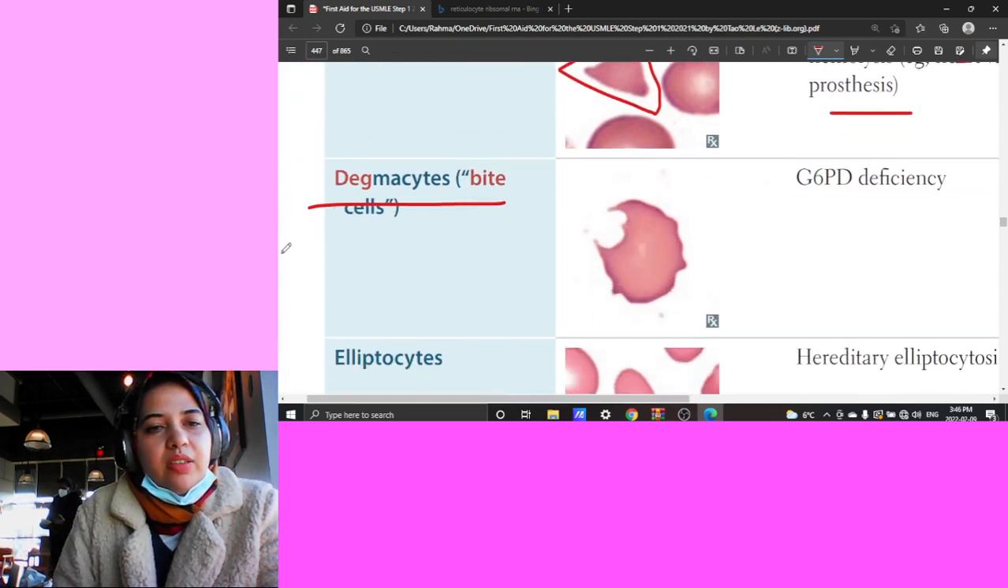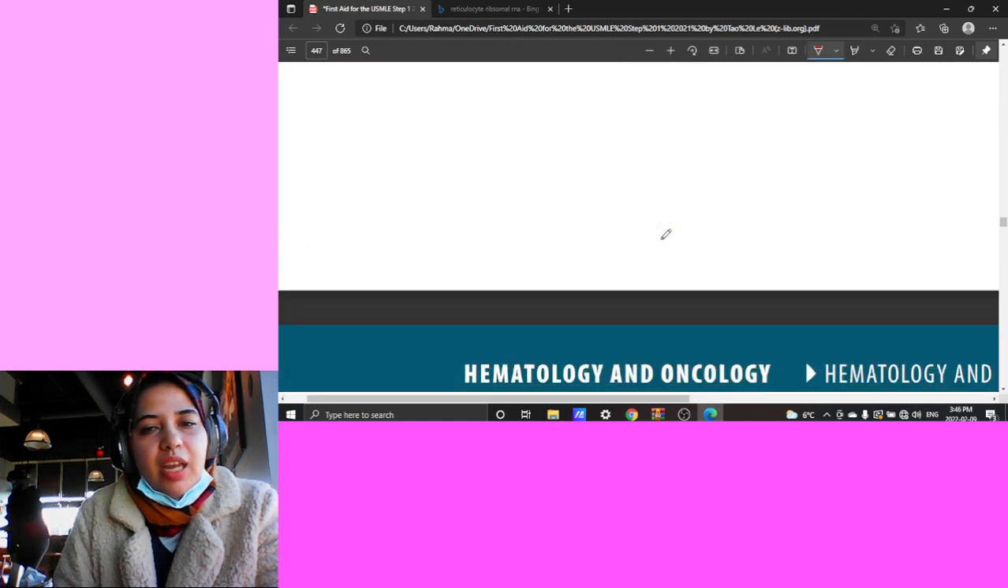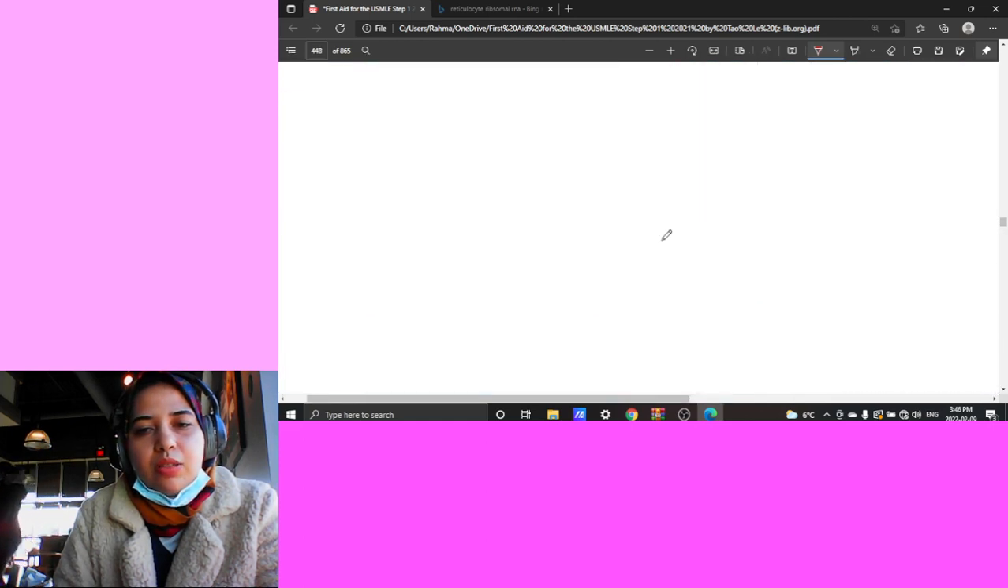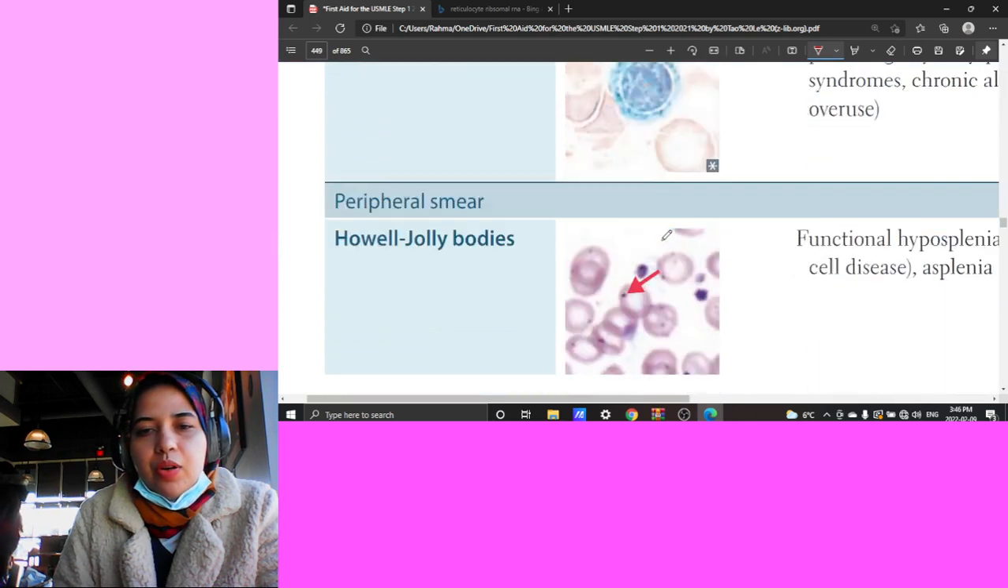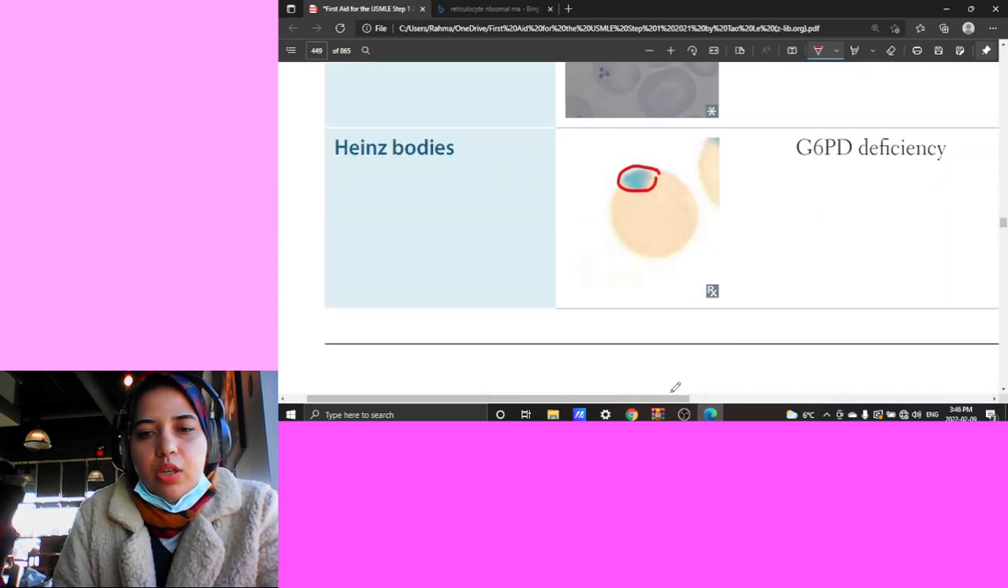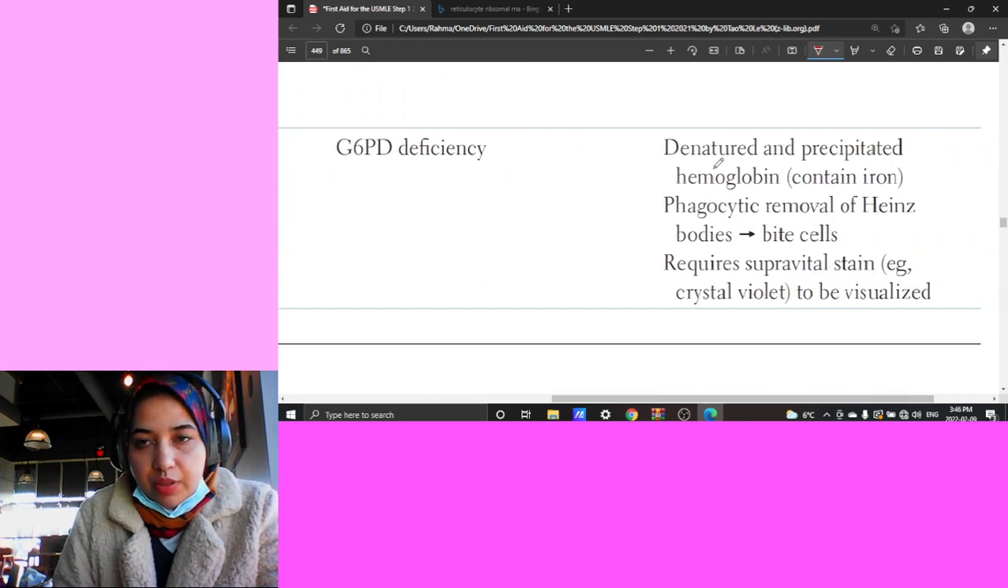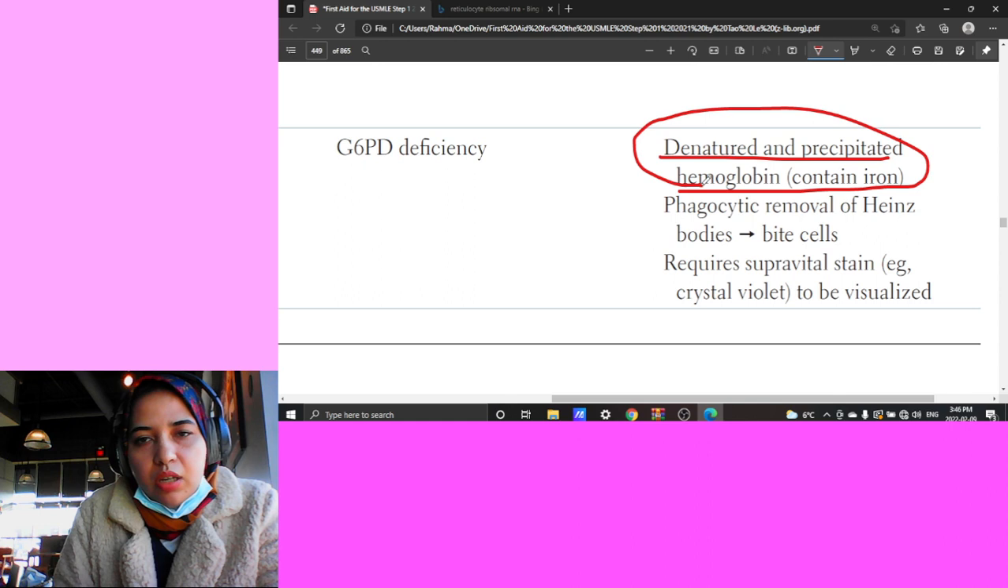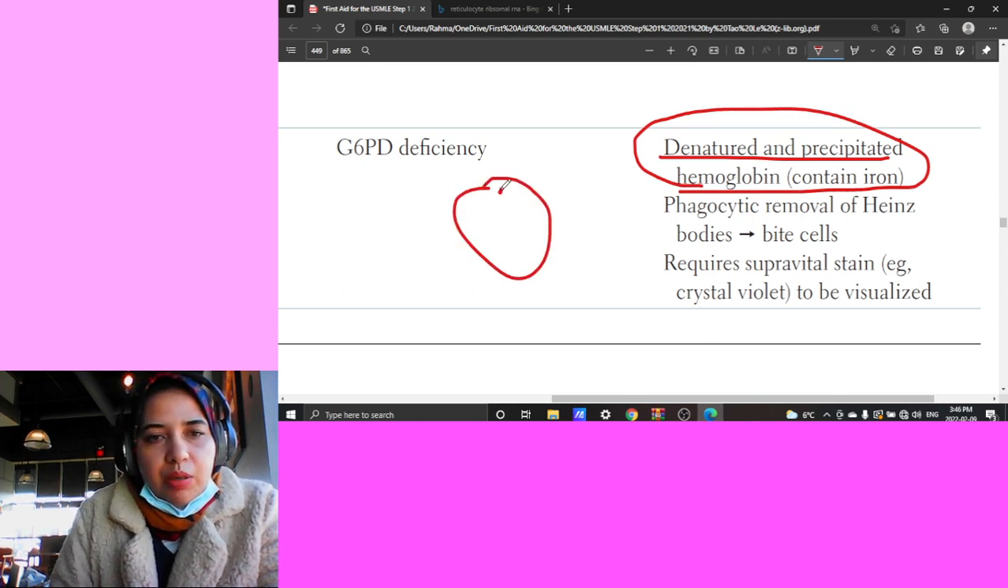You have these degmacytes, and you can't understand degmacytes, which occur in G6PD deficiency, without taking a look at something called Heinz bodies. So in G6PD deficiency, you have denatured and precipitated hemoglobin. That's important. So you have here a denatured RBC. We call that a Heinz body.